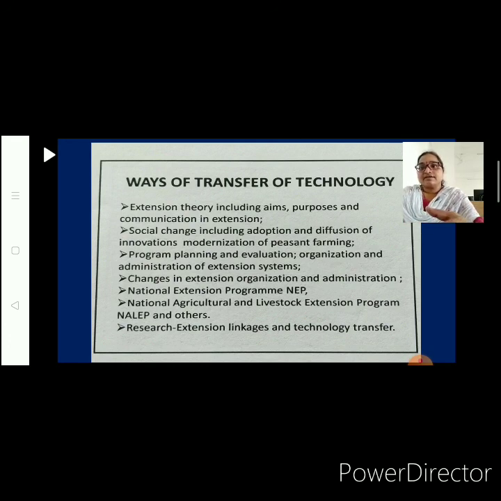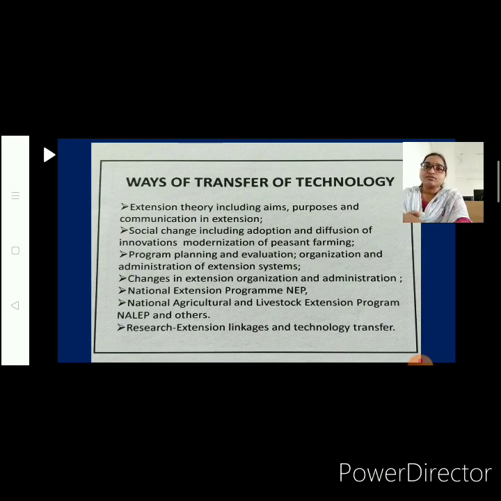And next, the changes in the extension organization and administration. At different administration levels we can get more ideas and handle the program better, so technology transfer also develops. National extension programs regularly handle this type of activity at the farmer's doorstep. The National Agricultural and Livestock Extension Program, NALEP, and others are also there. Research extension linkages and technology transfer are the ways of technology transfer.